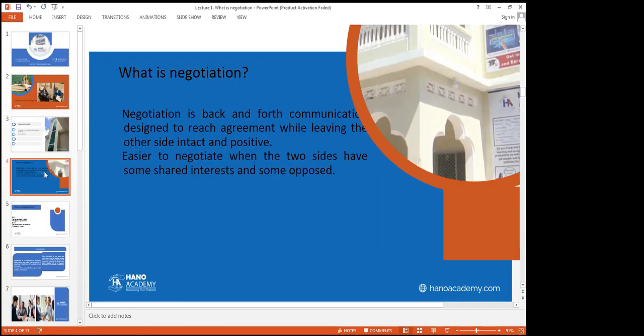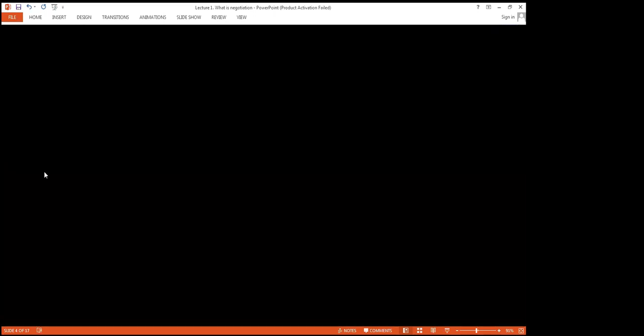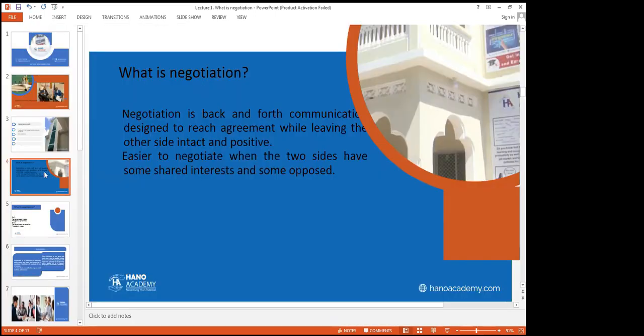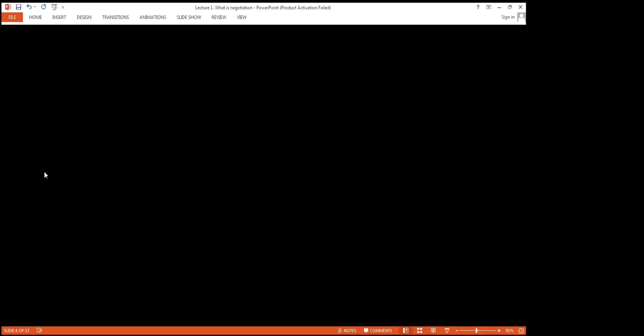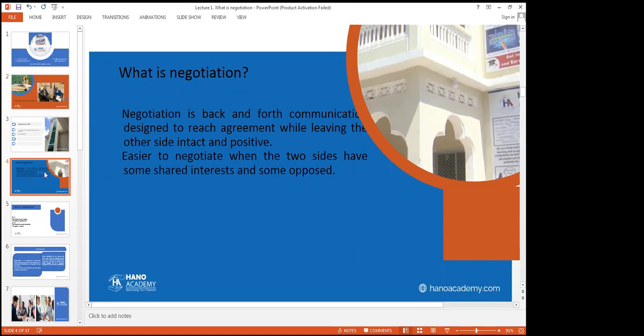So people who come to the table do not have the same issue. There might be some opposition between the two. That's why they're coming to the table to have a discussion and agree over something and disagree over other things. So there should be some opposition between the parties that have come to negotiate, and there should be shared interest for negotiation to be easier. Basically, it's an agreement that you want to reach over an issue that is affecting or facing you.